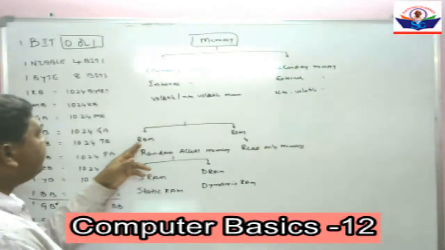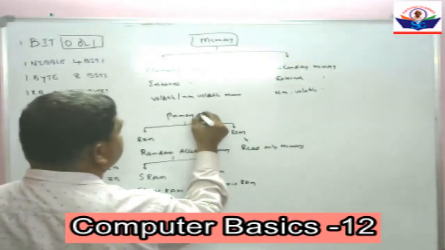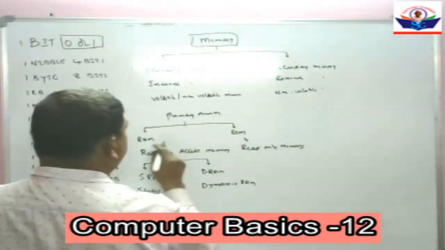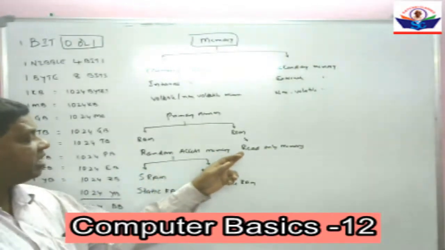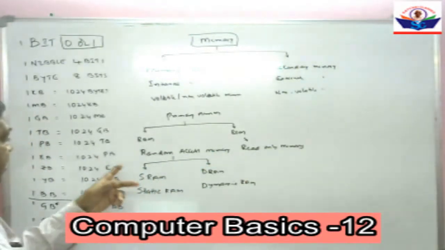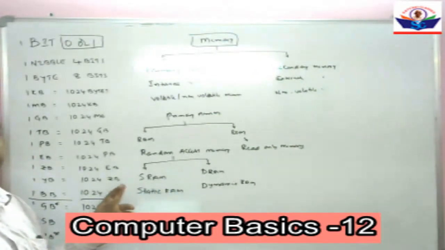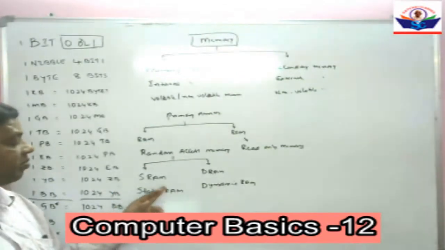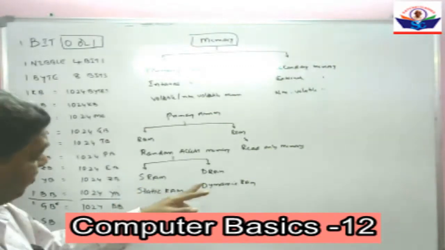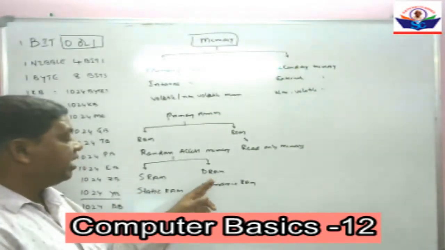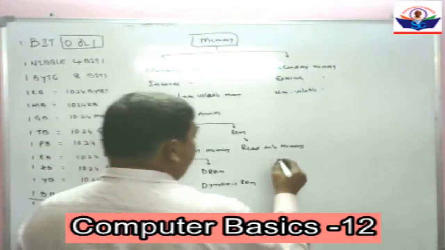And this primary memory is divided into two parts: RAM and ROM. RAM stands for random access memory. ROM stands for read-only memory. Under RAM we have two parts: SRAM and DRAM. SRAM stands for static random access memory. DRAM stands for dynamic random access memory.